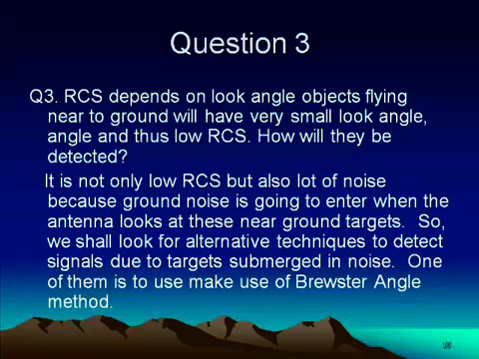It is not only low RCS but also a lot of ground noise that is going to enter when the antenna looks at these near ground targets. So, we shall look for alternative techniques to detect signals due to targets submerged in noise. One of them is to make use of the Brewster angle method.